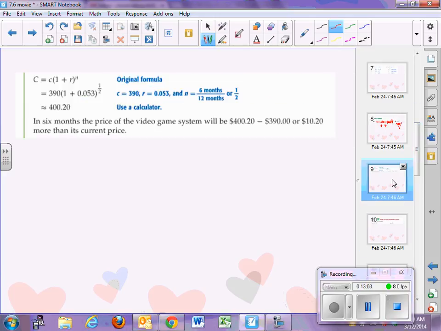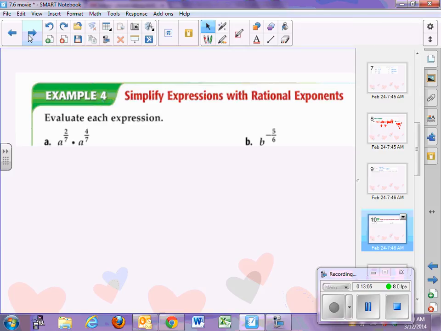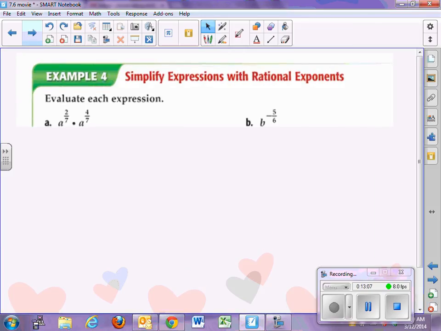Here we are. Okay, that's the solution. Okay, let's evaluate each expression. Remember, when you're multiplying powers, you add their exponents. So this is a to the 2/7 plus 4/7 power, which is a to the 6/7. I don't see anything wrong with that form. They didn't ask me to write it in radical form.